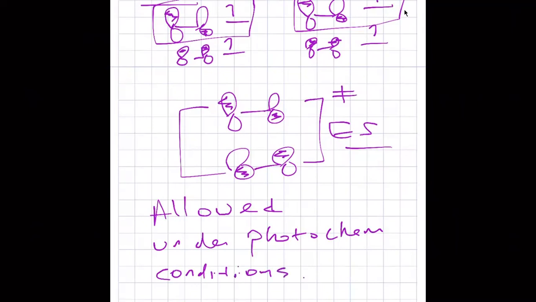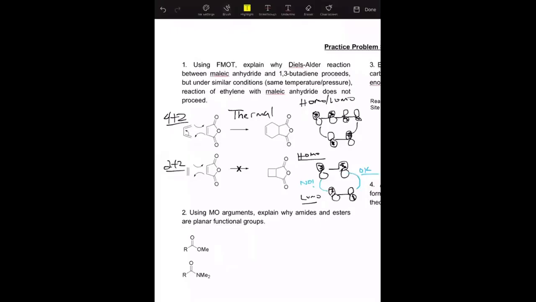All right. Are we okay? Does that make sense? Right. So for that first question, when it asks about frontier molecular orbital theory, that's what it's talking about: HOMO-LUMO interactions between pi systems.